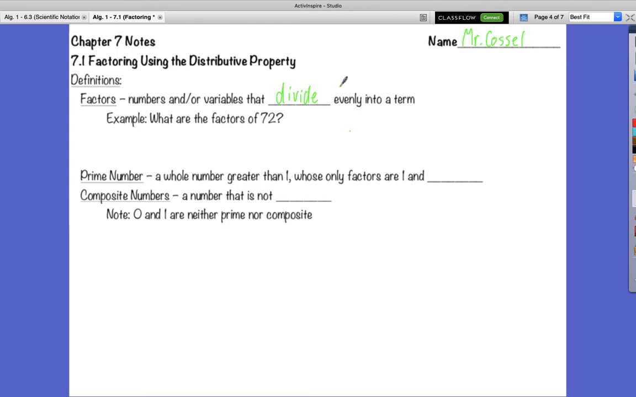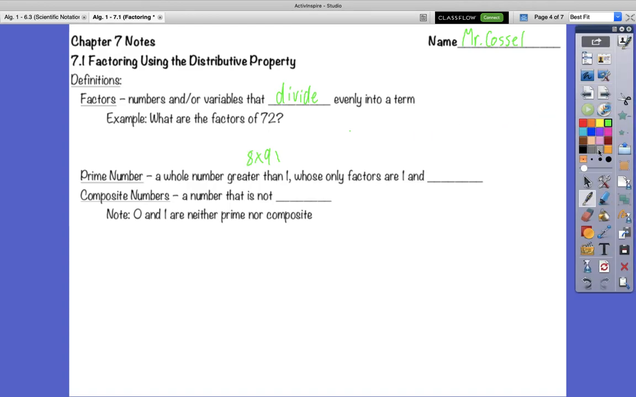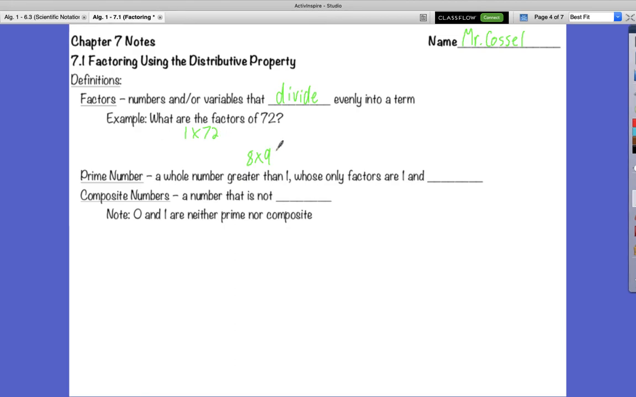So what are the factors of 72? Raise your hand if you can tell me some of the factors of 72. Matthew. Okay, 9 and 8. 8 times 9. Okay, so 8 times 9 is a factor. What's another factor? 72 times 1. Okay, 72 times 1. We'll see why in a moment. What's another set of factors?